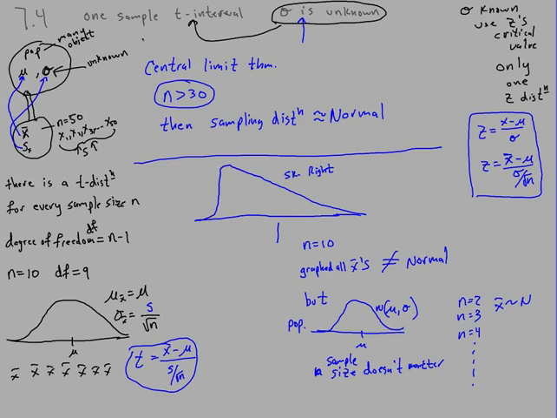So let's go to the next page and talk about this confidence interval. It's the same formula. Now if the standard deviation of the population is known, if you remember, it was x bar plus or minus z star times sigma over the square root of n. But what if this is unknown?